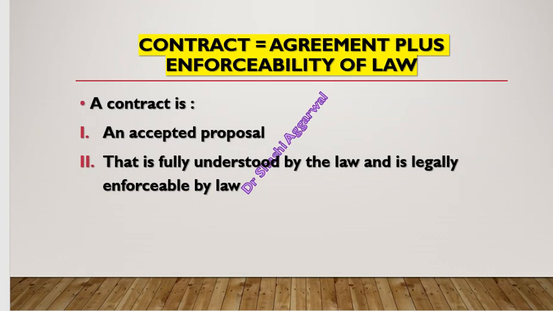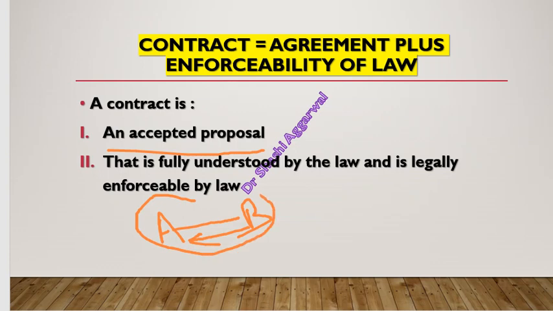Here, accepted proposal means one party A makes an offer to B and B accepts it. Then it becomes an accepted proposal. And here, the parties A and B should have the intention to create a legal relationship. The contract should be legally enforceable by law. If one of the parties breaches the contract, the other party has a legal remedy.